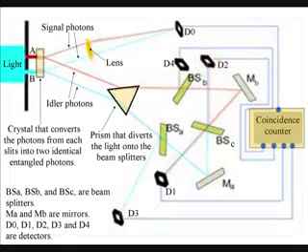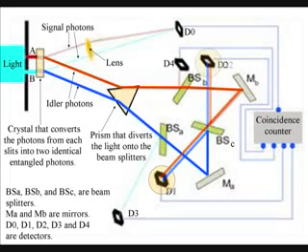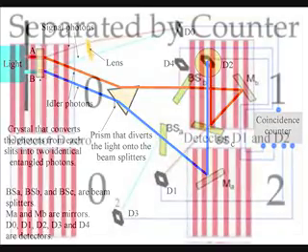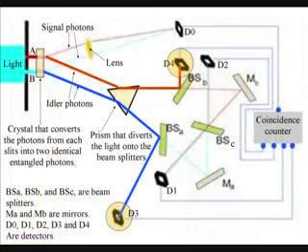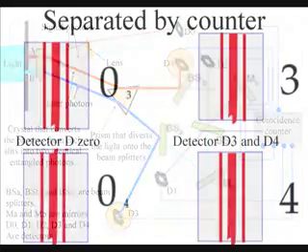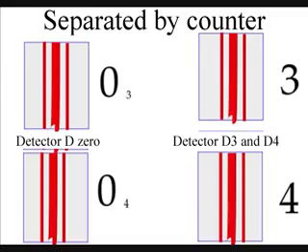By using a coincidence counter, the experimenter is able to isolate the entangled signal, recording only events where both signal and idler photons were detected. When the experimenter looked only at signal photons whose entangled idler were detected at D1 or D2, they found an interference pattern. However, when they looked at the signal photon whose entangled idler were detected at D3, or similarly at D4, they found no interference pattern.